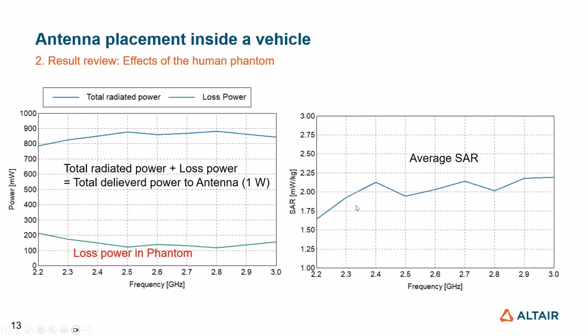Since the phantom is also located inside the car next to the antenna, we can also check the power loss. Here, the total delivered power is 1 watt. The total delivered power is actually the sum of total radiated power and lost power. The green one is lost power observed in the phantom. So based on the lost power, you can also calculate the SAR value from 2.2 to 3 gigahertz.